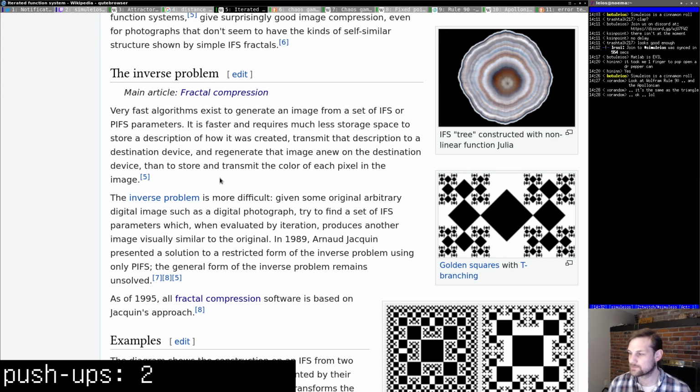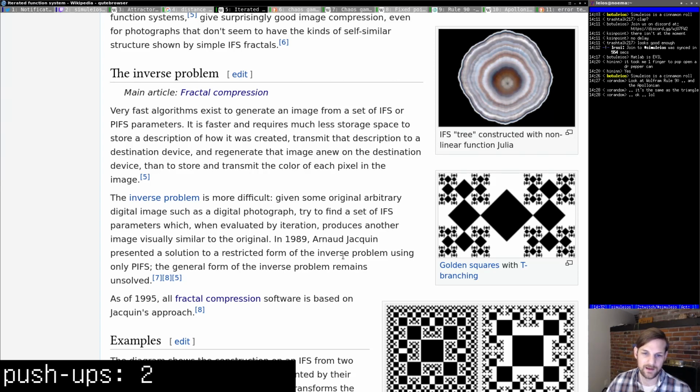Right. So that was what I was kind of afraid of, because the iterated function systems seem to return back an image, right? You're basically saying, how close is the image that you're generating to the Sierpinski triangle, to the result that you've gotten from the iterated function system. But I think potentially this is what we want. So the inverse problem is more difficult. Given some original arbitrary digital image, such as a digital photograph, try to find a set of iterated function system parameters which, when evaluated by iteration, produces another image visually similar to the original.